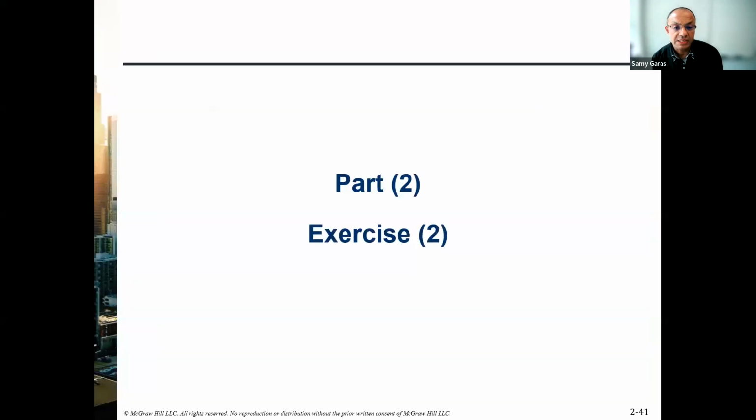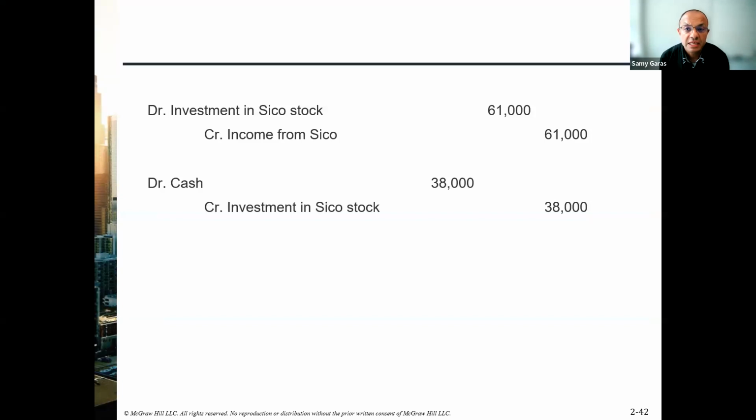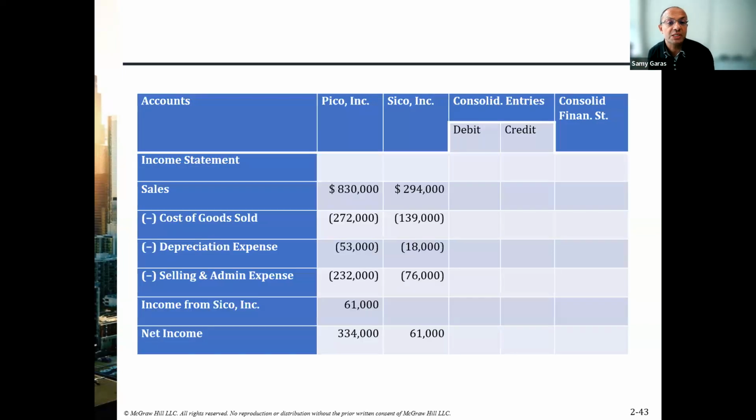And here you see the journal entries: debit investment in subsidiary stock, credit income from subsidiary by 60,000. And then we debit cash, credit investment by 38,000. I didn't ask for the consolidation entries here, but we will record them straight in the worksheet.